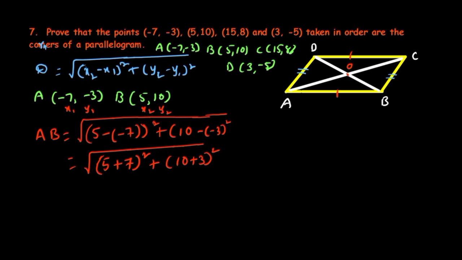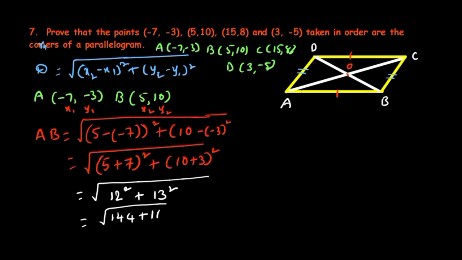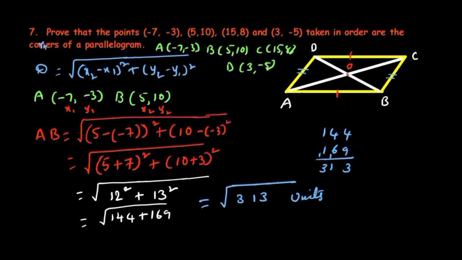So that, root of 5 plus 7 is 12 square, 10 plus 3 is 13 square. Okay, so 12 square is 144 and 13 square is 169. Now we must add these both. So what is 144 and 169? 9 plus 4 equal to 13, 6 plus 4, 10 plus 1 is 11 and plus 1, 3. So this answer we have root of 313 units. Okay, so AB length here is root of 313.